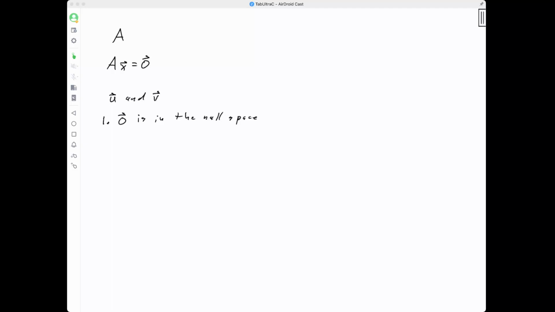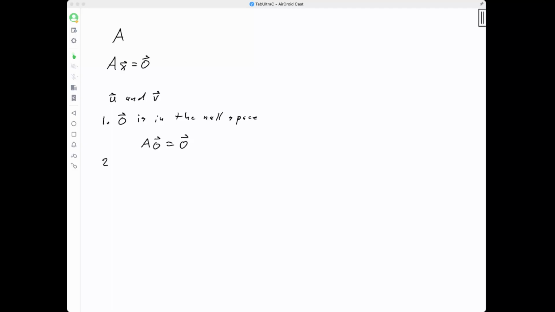To show that 0 is in the null space, all I have to do is take the matrix A times the vector 0, and across every row and down every column, I just get zeros, because the 0 vector is just all zeros. So this is 0. So 0 is in the null space.